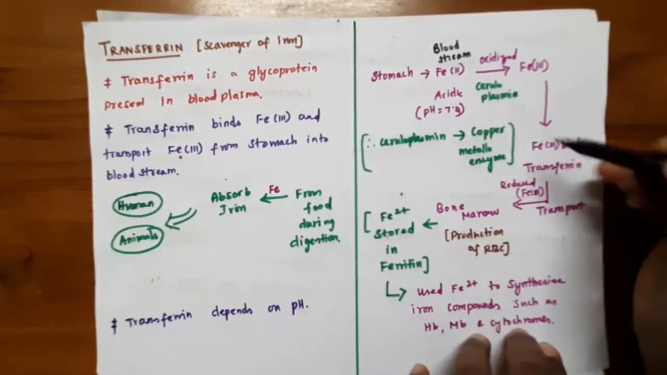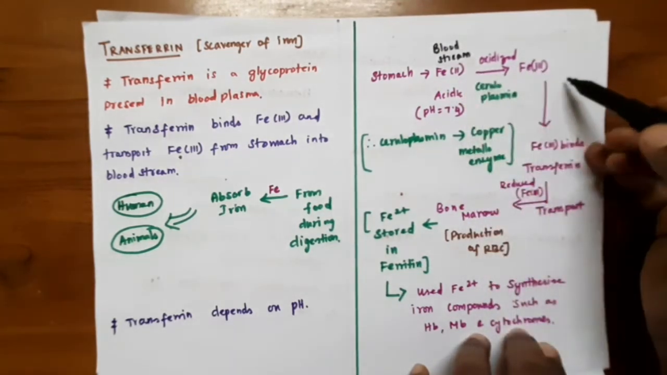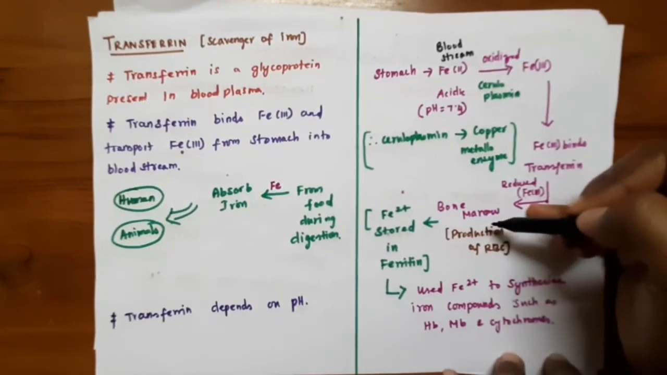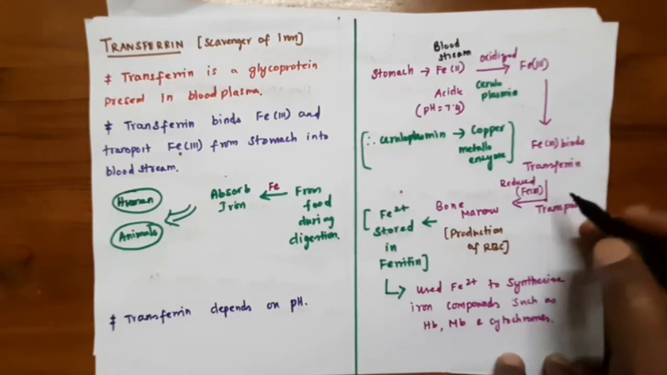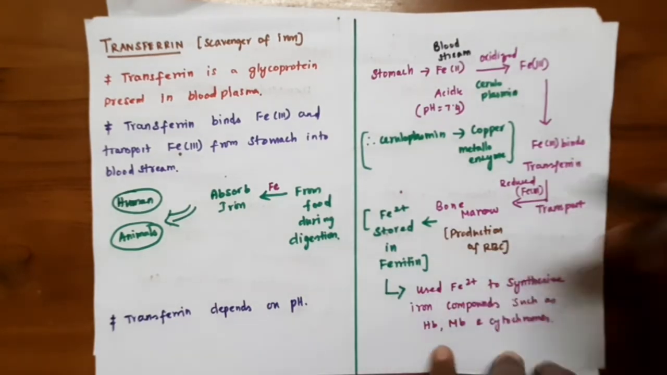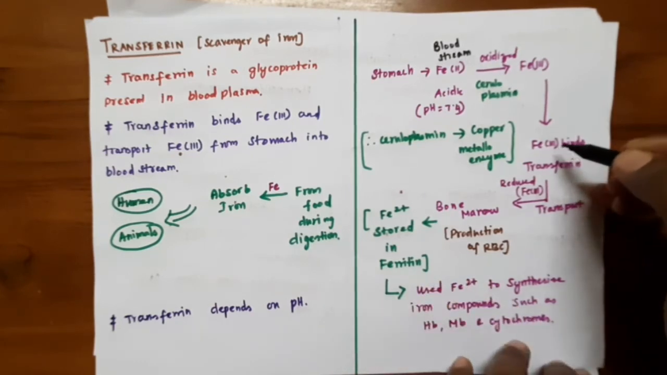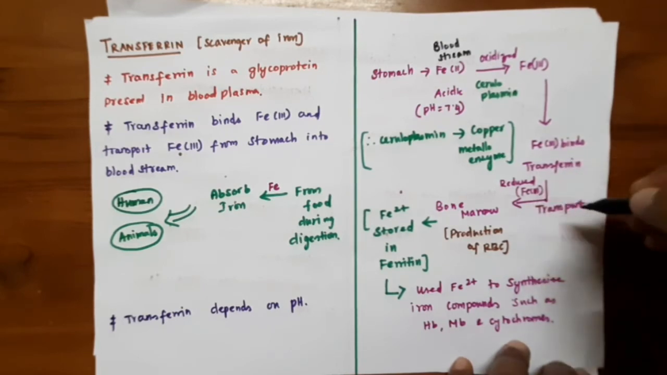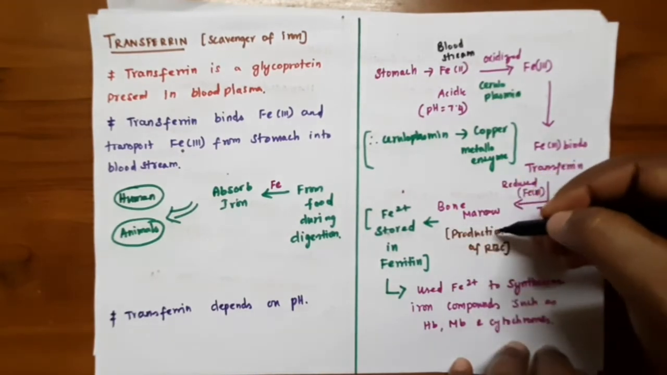The transferrin is the protein that binds the excess iron, that is, after oxidation to Fe3+ it is bound by the transferrin, and this transferrin transports this Fe3+ to the bone marrow. After binding to the transferrin, this Fe3+ gets reduced to Fe2+. The transferrin is not able to hold the Fe3+ very tightly, so it suddenly reduces the Fe3+ to Fe2+, and it is transported to the bone marrow. And the bone marrow is the site of production of RBC.